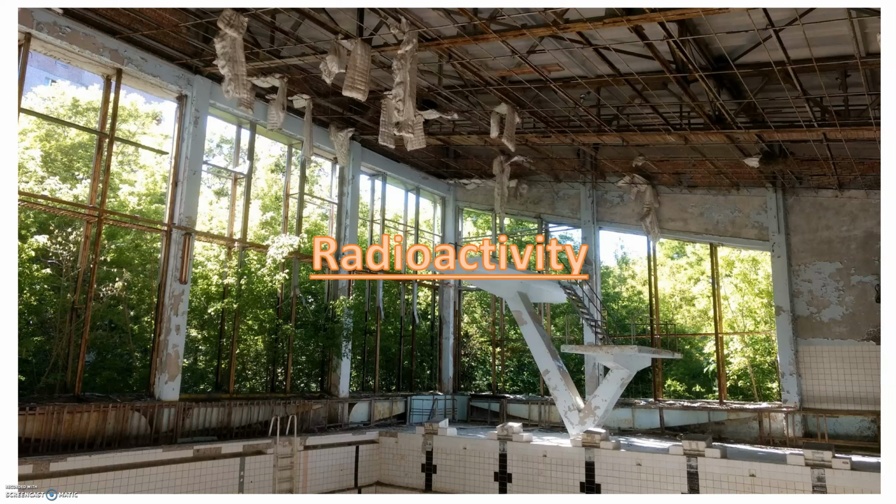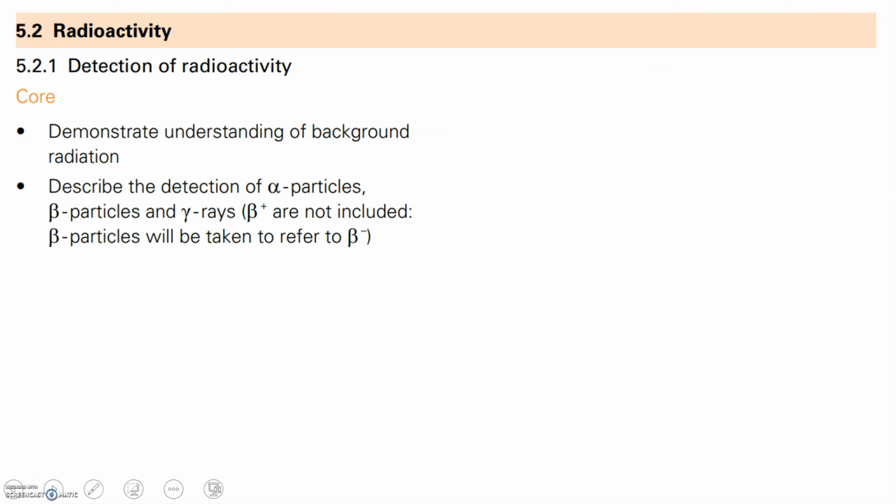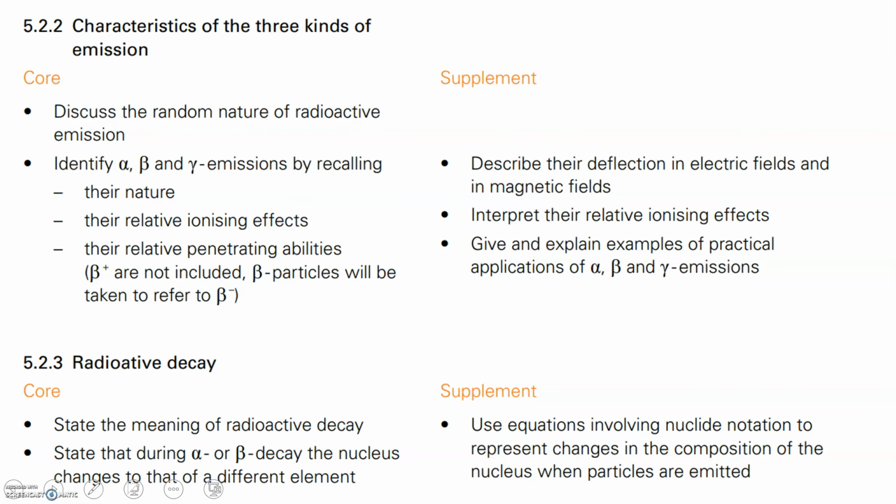In this video, we're going to have a look at the radioactivity part of the IGCSE CIE syllabus. Well, part of it anyway. The part we're going to look at is the detection of radioactivity and some characteristics of the three kinds, so that's alpha, beta and gamma. Also how they interact with electric and magnetic fields.